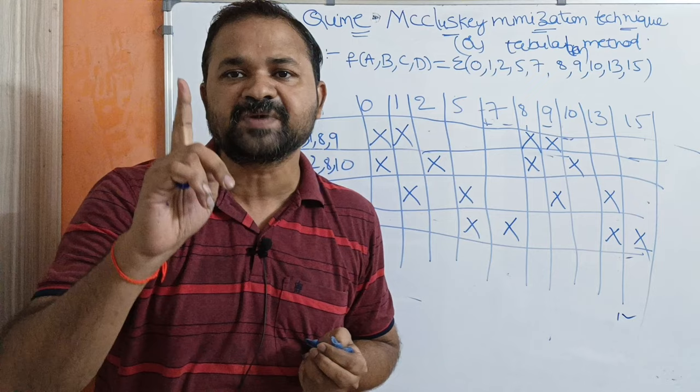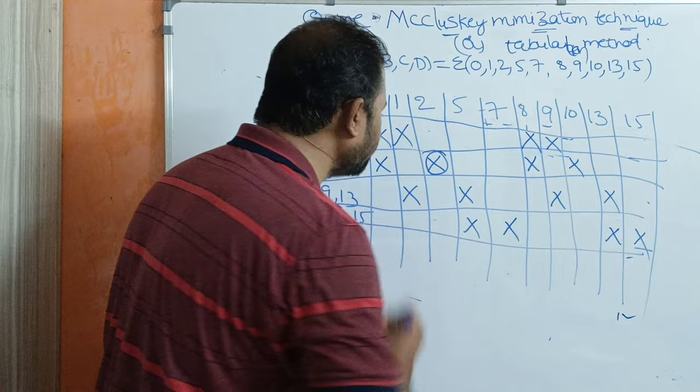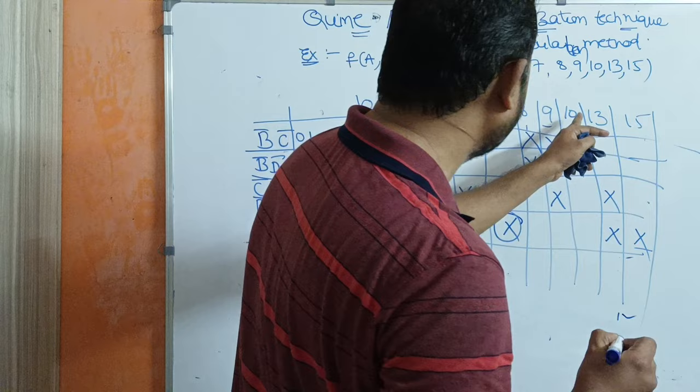If a column contains a single cross mark, then we can say that it is an essential prime implicant. If you observe here, we have two cross marks. If you observe here, we have a single cross mark. If you observe the seventh column, we have a single cross mark. If you observe the 10th one, we have a single cross mark. If you observe the 15th one, we have a single cross mark.